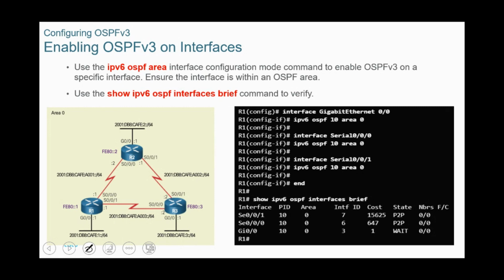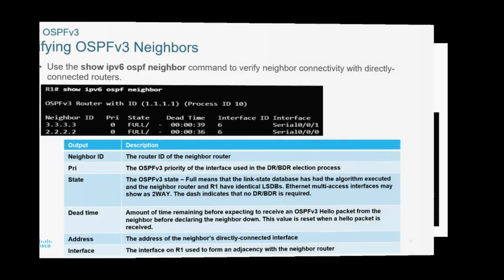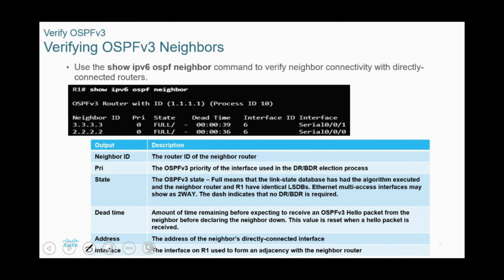The same thing goes for your IPv6 OSPF area. You can use this command: IPv6 OSPF 10 area 0, configured on your interface, S0/0/0 and S0/0/1. Once you have done that, you can show your configuration and verify it with show IPv6 OSPF interface brief. Basically, the whole concept is more or less the same as OSPF version 2, if you realize it.